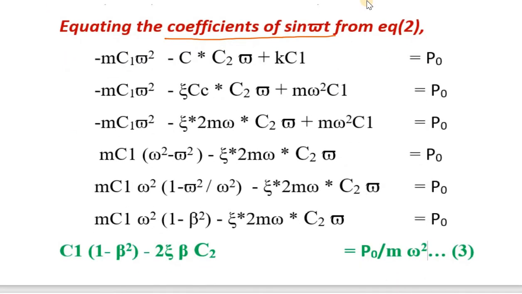I have the coefficients and I am just rearranging the terms. You can write and look. I am arranging it in this format: c1 into 1 minus beta square, minus 2 epsilon beta c2. The term beta is also coming here, I am introducing it. What is beta? Beta is omega dash by omega. So I will get one equation, let it be equation number 3.